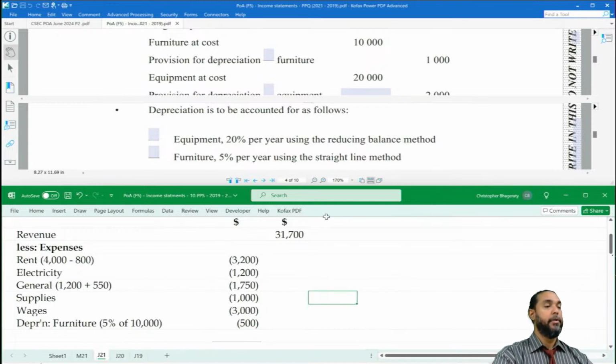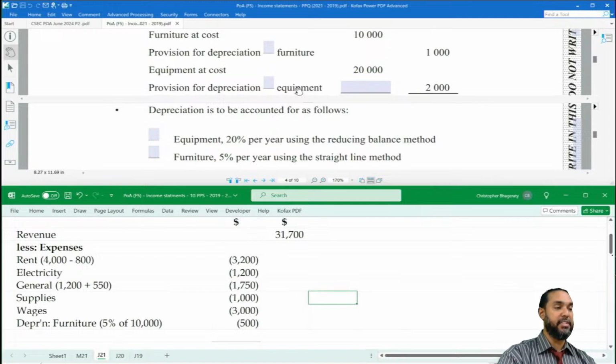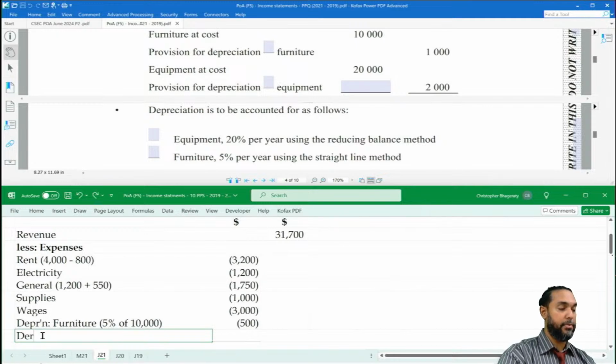And the last one, which tends to be the kicker. Equipment is depreciated 20% per year using the reducing balance method, my bad, I said furniture. So 20% per year under the reducing balance method. How do we do that now? Depreciation, equipment.